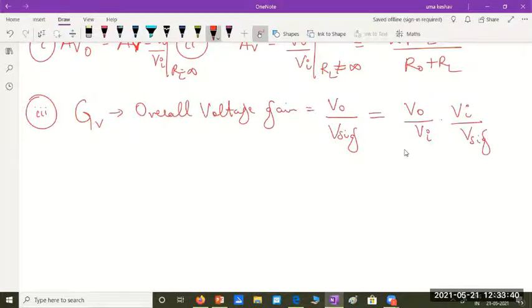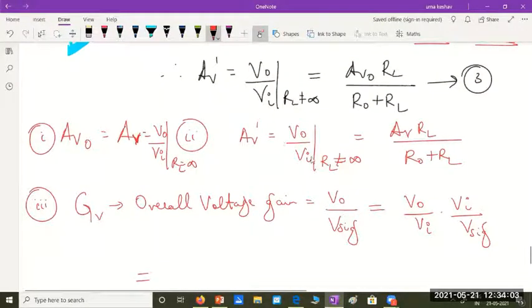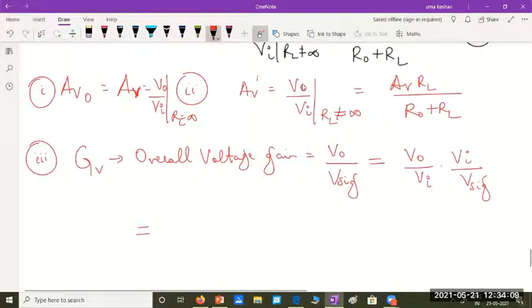Can I write it like this? I have just multiplied and divided it with Vi. So you have V0 by Vi into Vi by Vsig. The value doesn't change. It remains the same. If Vi cancels, it is still V0 by Vsig. Why did we do this? Because we already have defined the ratio V0 by Vi. Can you tell me what is the ratio V0 by Vi in an amplifier which has RL? V0 by Vi when RL is present is AV dash. What is the value of AV dash? AV RL by R0 plus RL.